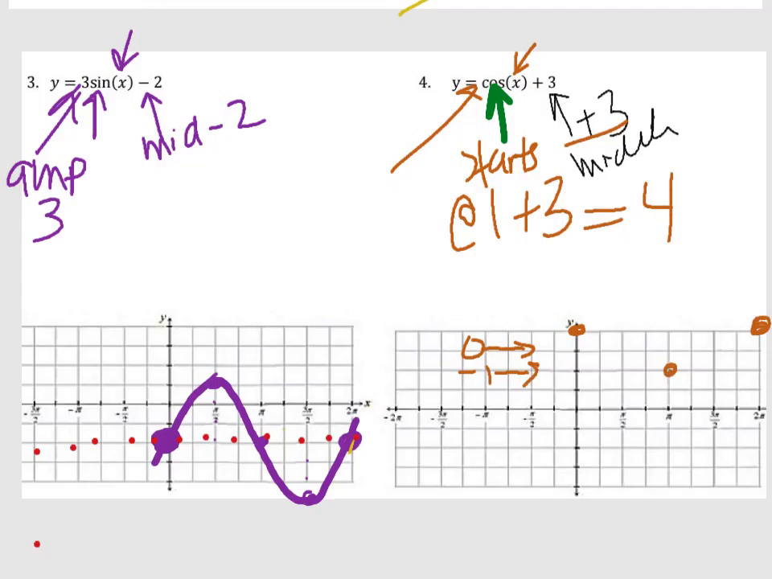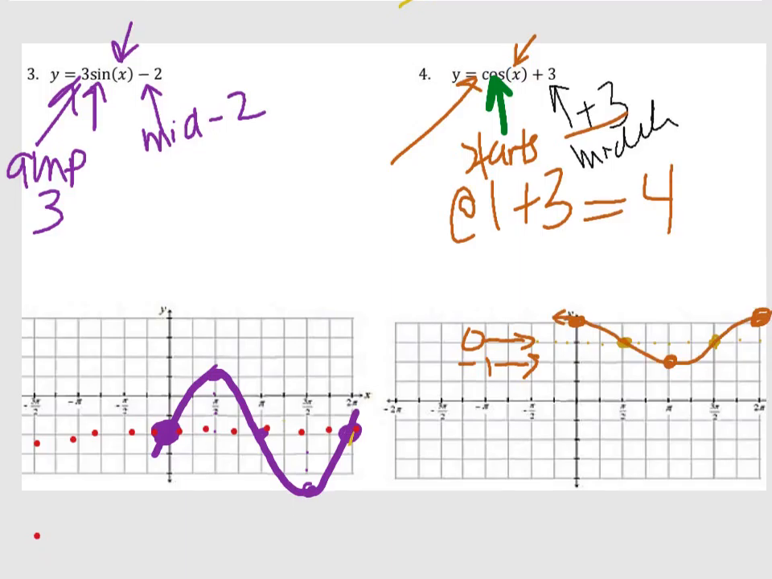Just to clarify a little bit for you. If this is +1, at 90 we're at our 0, and then we're down, and then we have our 0. So don't forget about that midline. If we have an amplitude of 1, it has to go up 1, and then down 1, and up 1. So it's got to be 1 on both sides of that midline.